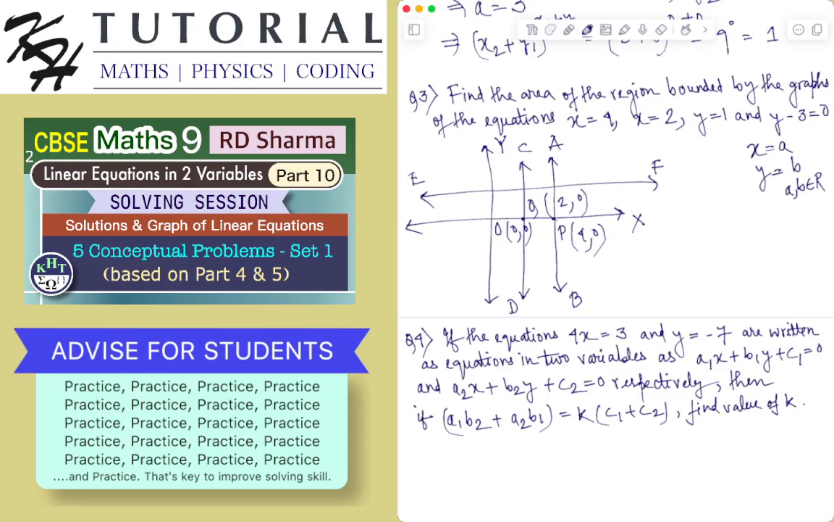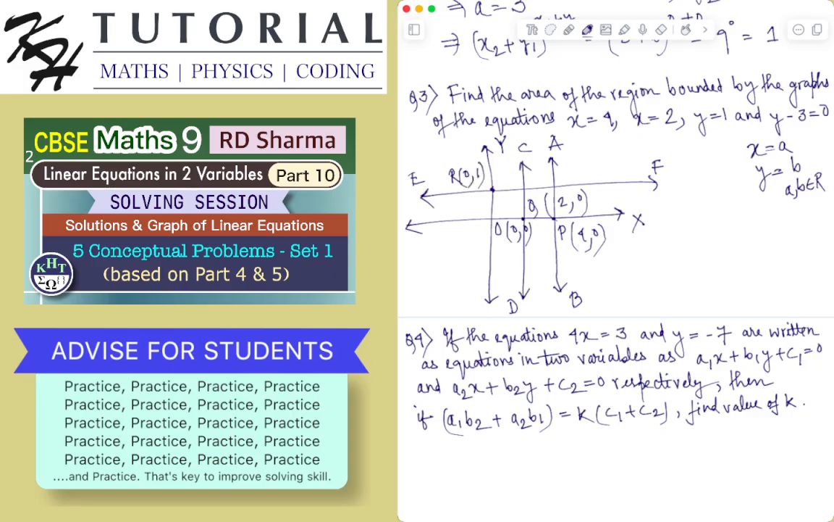PQ. Now let's say it is intersecting the line EF, which is the graph of the equation y equals 1, is intersecting the y-axis at a point R, whose coordinate will be (0, 1).